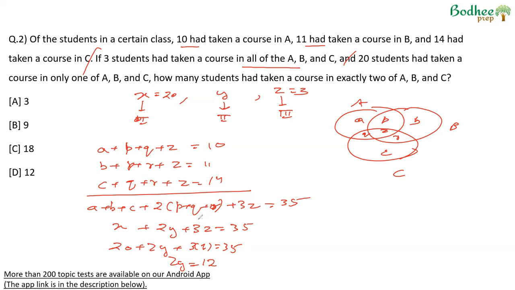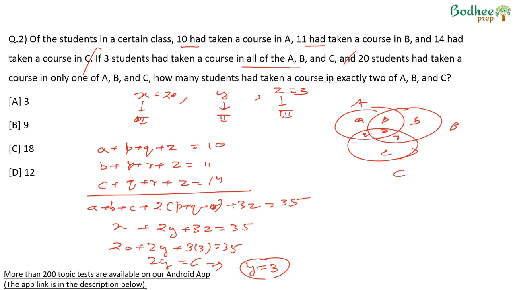Sorry, that is 3, not 1. Calculation error. This will be 3, not 1. So 3 into 3 is basically 9, 29. 2y will be 35 minus 29, which is 6. So y will come out to 3.